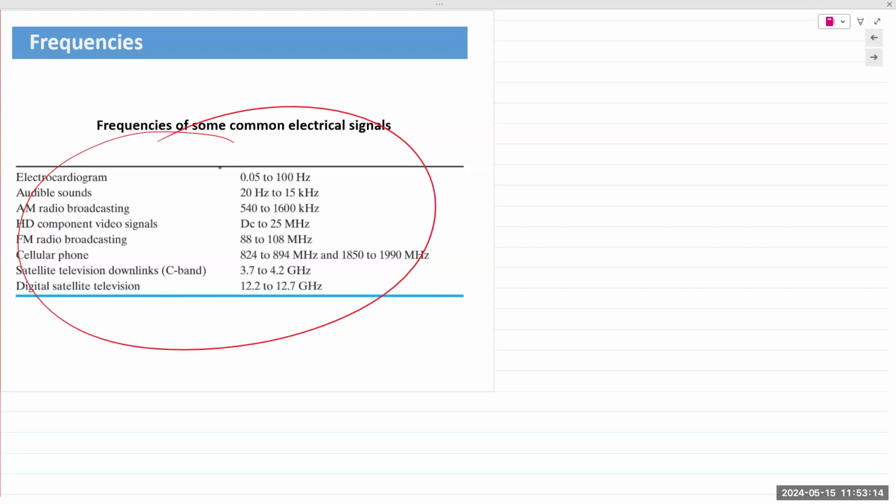AM radio stations, FM radio stations: the call signs of the radio stations are the broadcasting frequencies. 680 AM is 680 kilohertz, 101.7 FM is 101.7 megahertz. That's the frequency it's sending out. Anytime you tune to a radio station, you are setting the reception frequency for your radio to match the transmission frequency for that radio station.